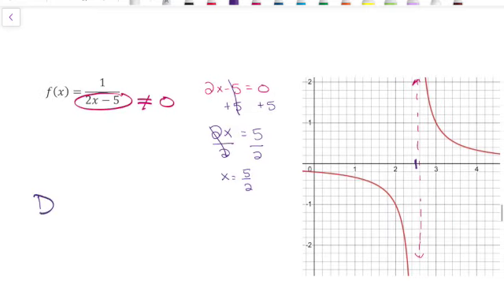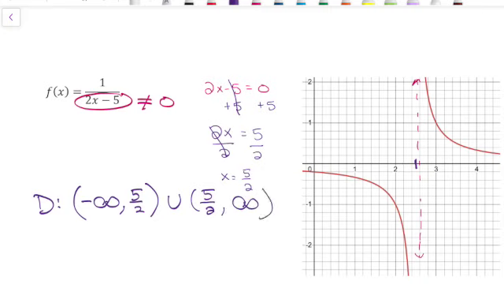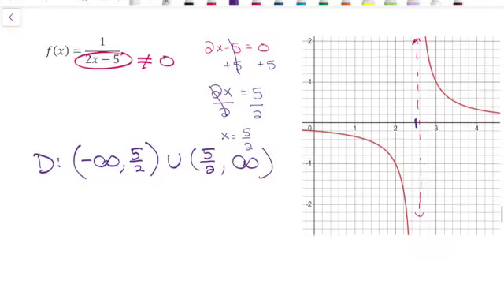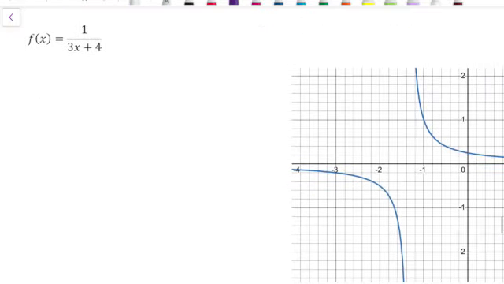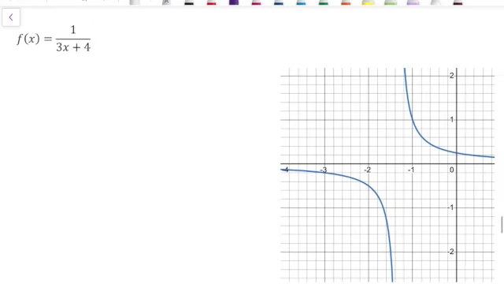All right, so the domain goes from negative infinity up to 5 halves, union with 5 halves, up to infinity. And that's your final answer on that. Okay, let's try one more of those. You try this one without any help.